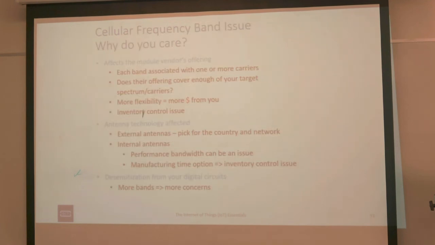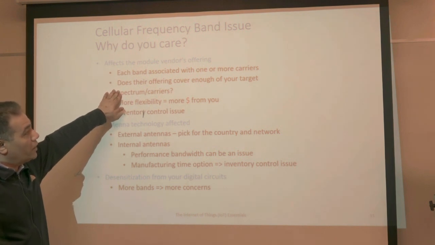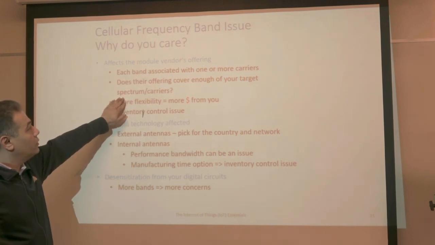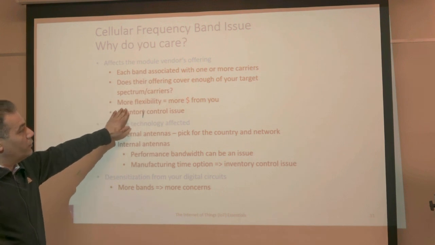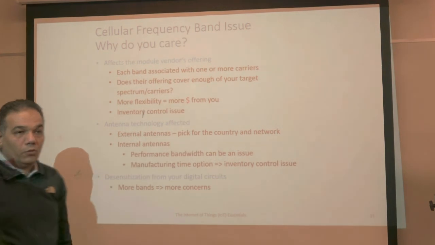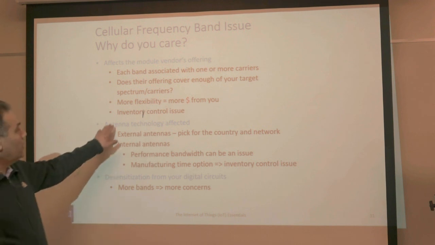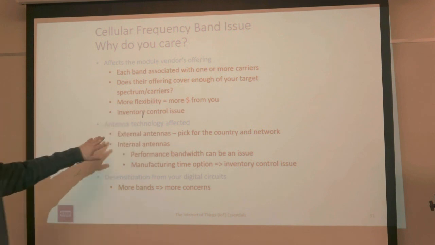Anyways, cellular frequency band issue, why do you care? So a fixed module. Vendors offering, each band associated with one or more carriers. Does their offering cover enough of your target spectrum carriers? Cellular gives you more flexibility, but it's more dollars from you, right? If you have Wi-Fi, you have one subscription a month, whatever, in your house, and use it, right? So inventory control issue, antenna technology affected.